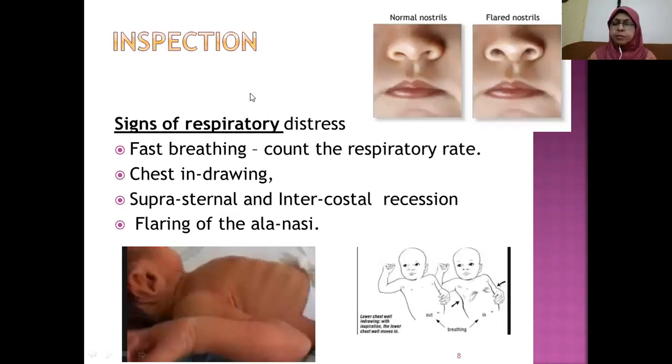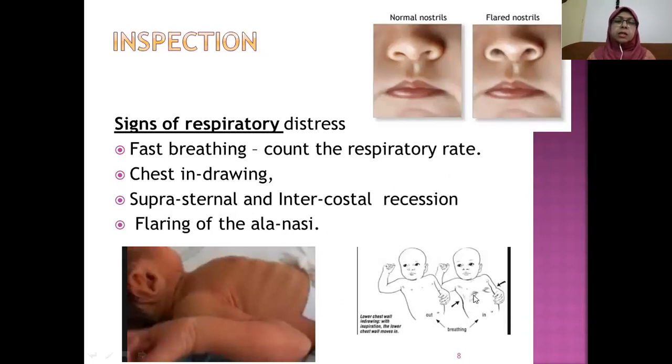This is also inspection: you have to look for signs of respiratory distress. For signs of respiratory distress, you have to look for fast breathing, and in that case you have to count the respiratory rate. I will show you the cutoff point of respiratory rate in relation to age in my next slide. You have to look for chest indrawing.